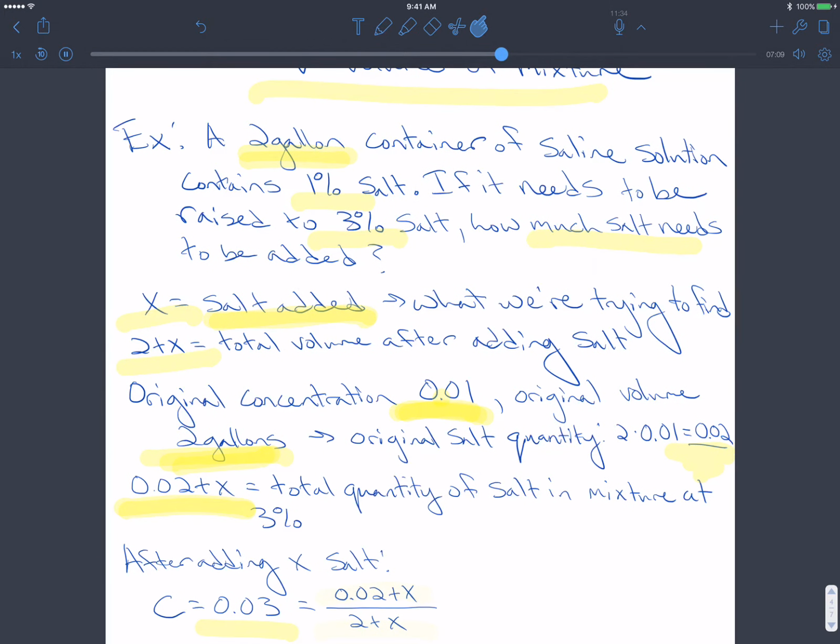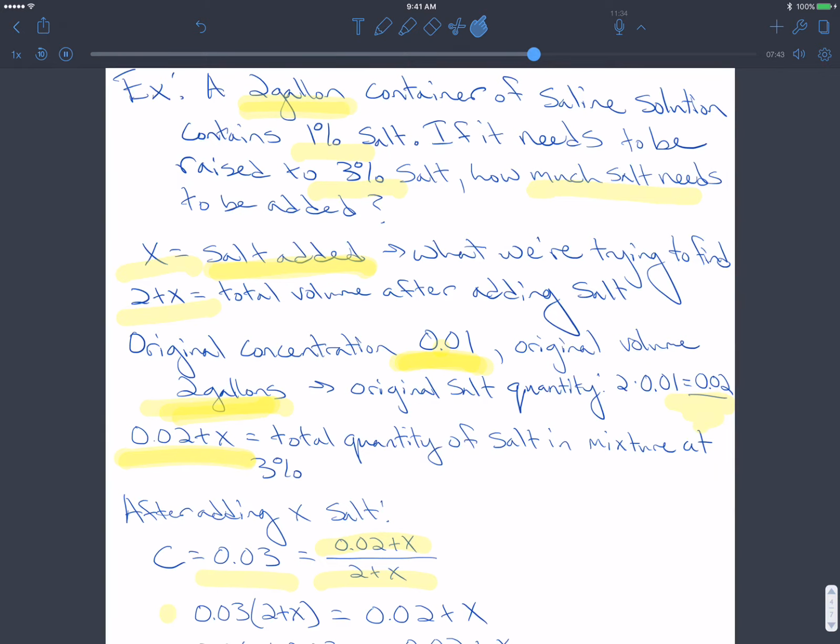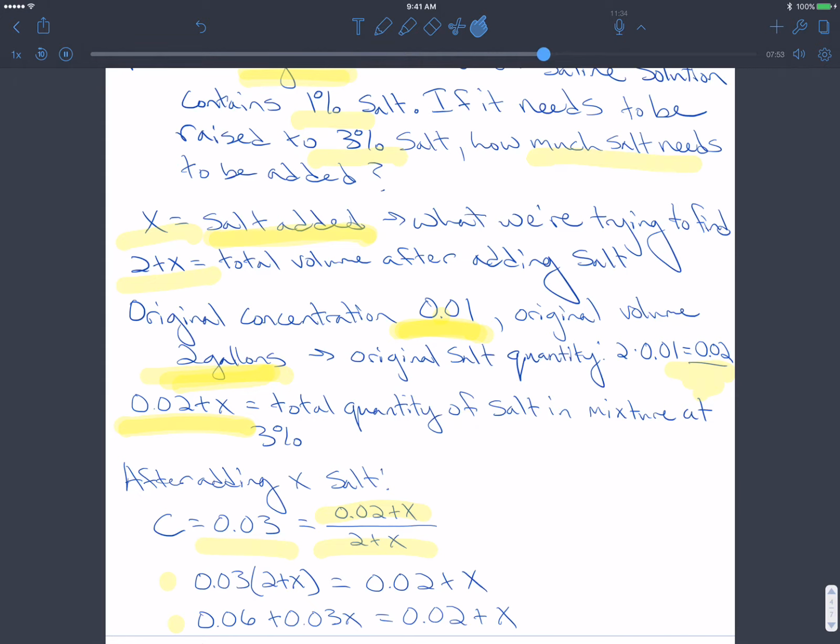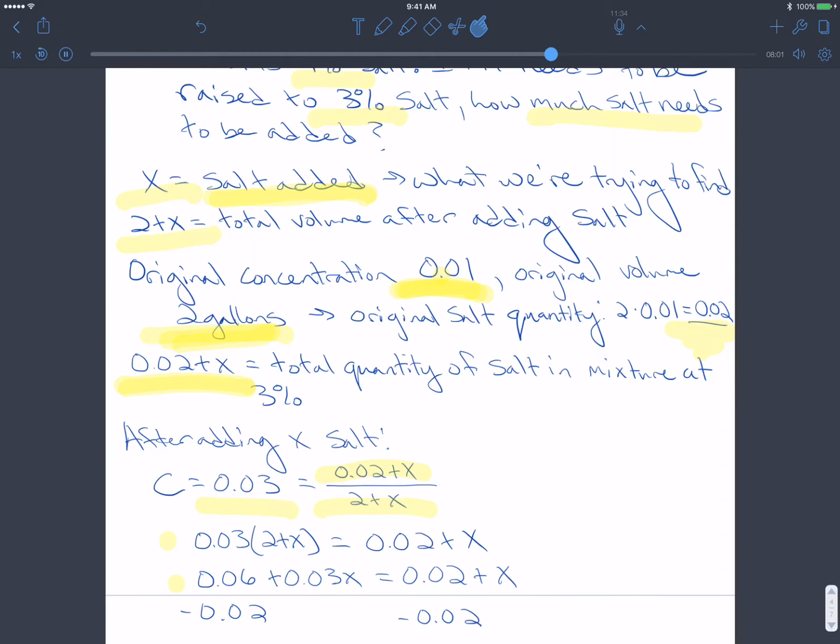Now I have the equation to solve, so I can solve it algebraically. Multiply both sides by the denominator, 2 plus X. That gets you 0.03 times (2 plus X) equal to 0.02 plus X. Distribute the 0.03 to get 0.06 plus 0.03X equal to 0.02 plus X. Now I just need to get all my X's on one side and all of my constants on the other side. I'll start by subtracting the 0.02 from both sides to get 0.04 plus 0.03X equal to X.